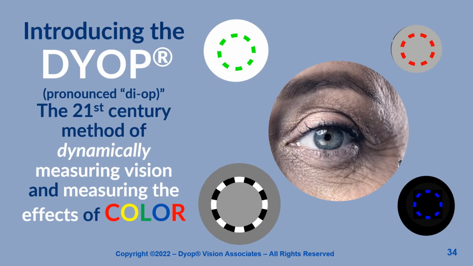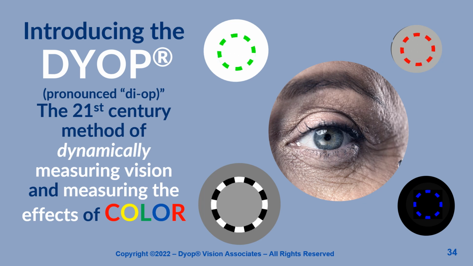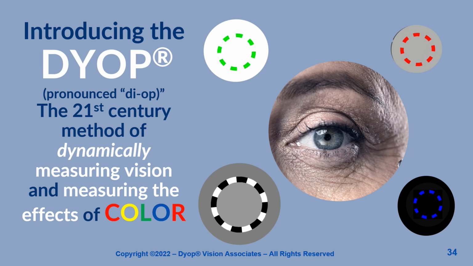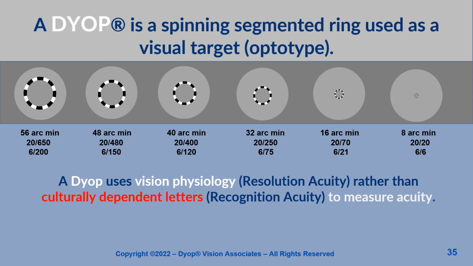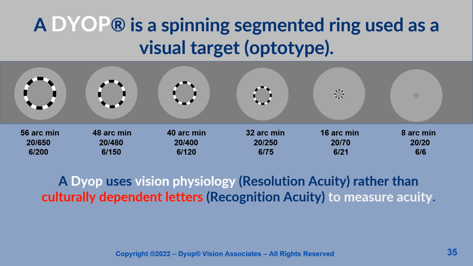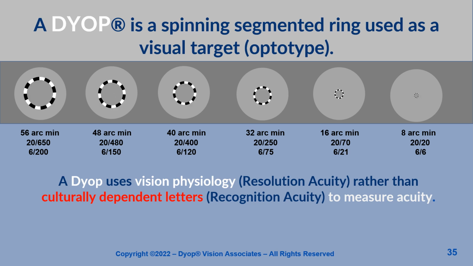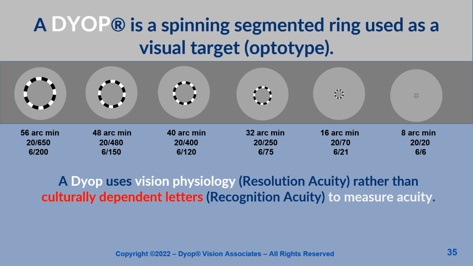The solution? Introducing the Dyop, the 21st century method of dynamically measuring vision and measuring the effects of color. A Dyop is a spinning segmented ring used as a visual target. A Dyop uses vision physiology rather than culturally dependent letters to measure acuity.